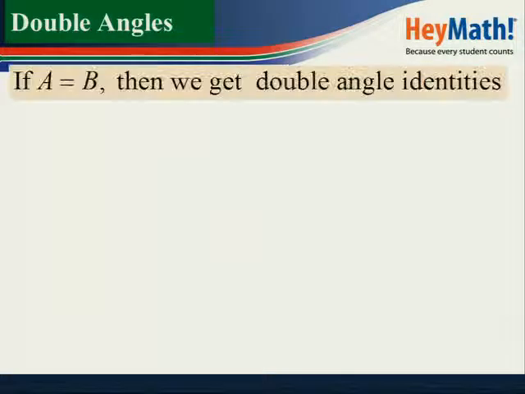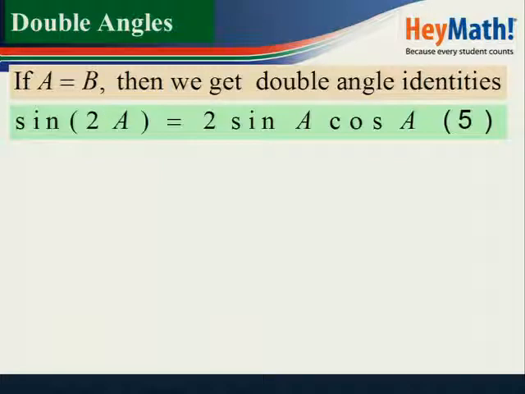Double angles. Imagine if angle A is equal to B. Let's assume angle A is equal to angle B. Then we get the double angle identity. A plus A will then give you 2A. So the double angle identity for the sine of 2A is 2 sine A, cos A.